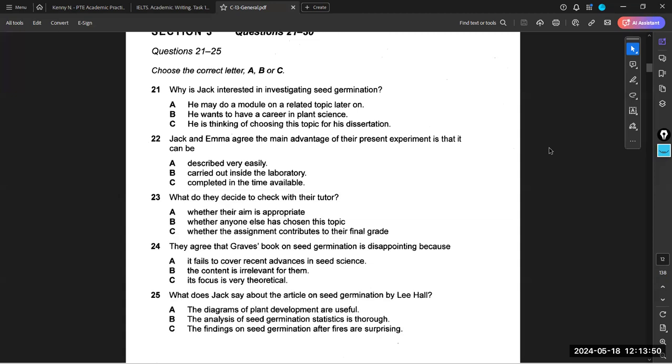How did you solve 21? A. It is A, correct. 22. A. Okay, 23. 23, skip. I didn't solve it. That is okay.